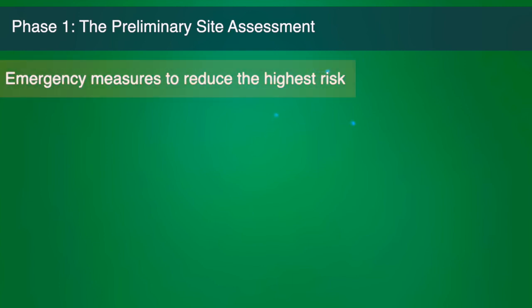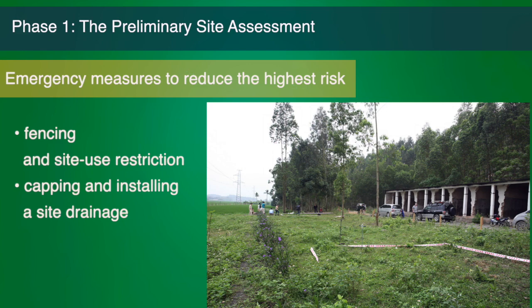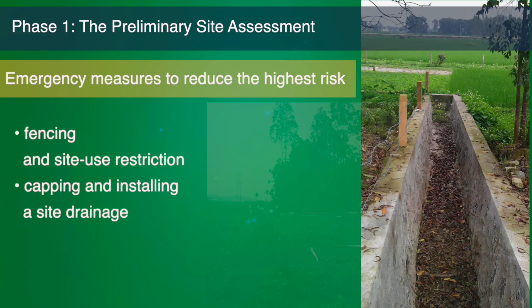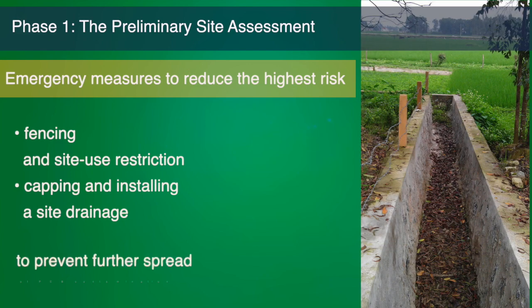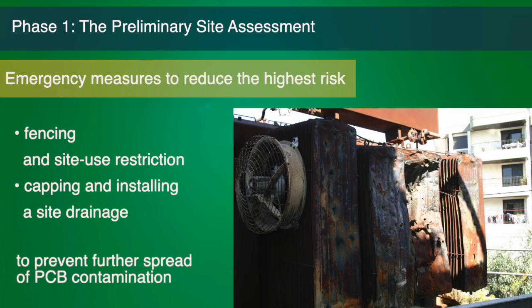Based on the results of the Phase 1, it may be necessary to implement emergency measures to reduce the highest risk. Emergency measures can vary from fencing and site use restriction to capping and installing a site drainage to prevent further spread of PCB contamination to the surroundings.